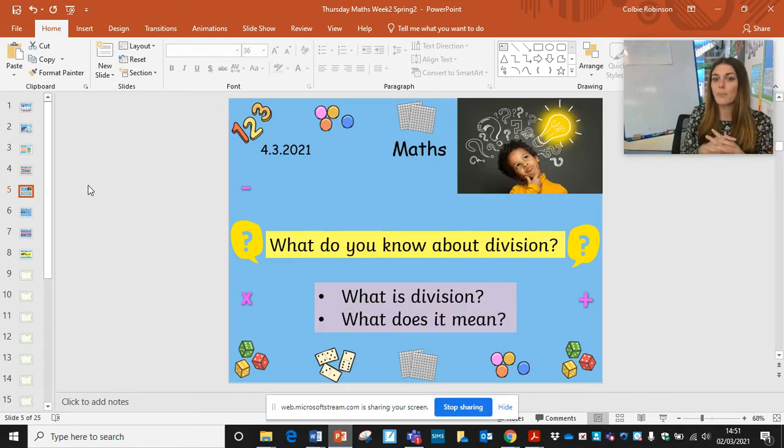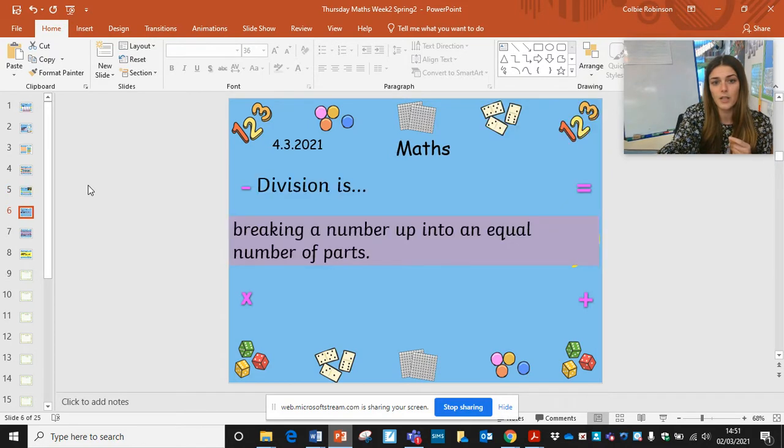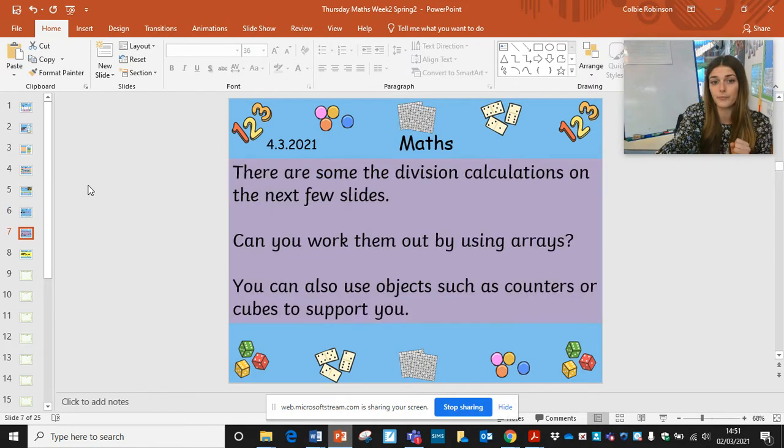So recap, what do you remember about division? What do you know? What is it and what does it mean? On the next slide I'll reveal that, so pause as and when you need to. Division is breaking a number into an equal number of parts. That's really important, that equal part there.